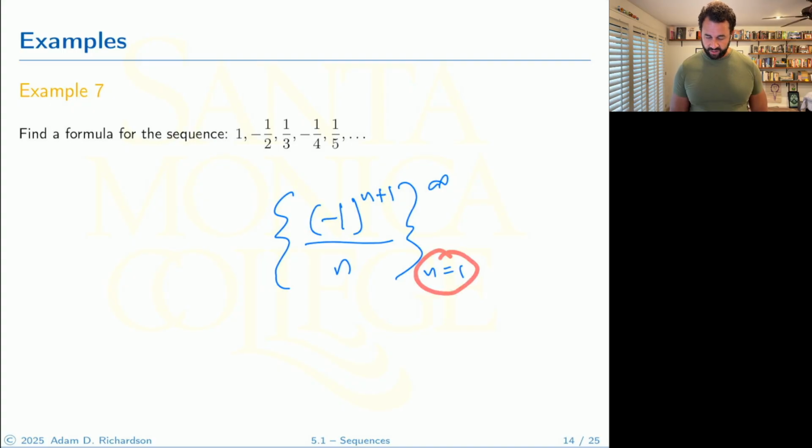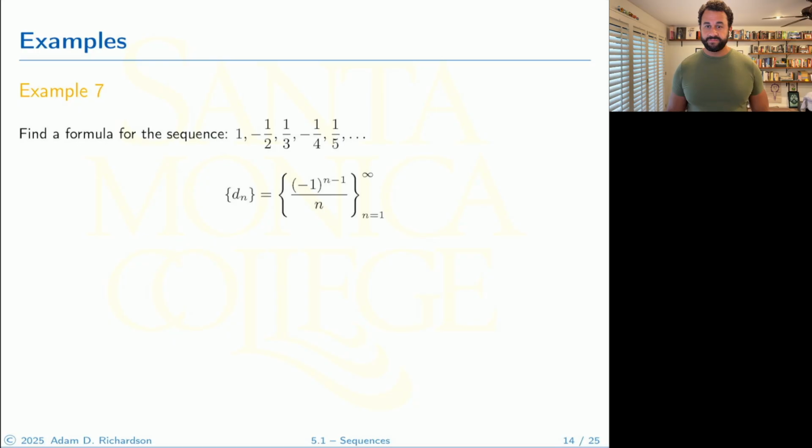So when n is 1, we get a 1 down here. 1 plus 1 is 2. -1 squared is 1. So we should have +1 for the first term. Check. Now let's do n equals 2. We get a 2 down here. 2 plus 1 is 3. -1 cubed is -1. So we get -1/2. Check. That'll work. That's a formula for it. Let's see the next slide.